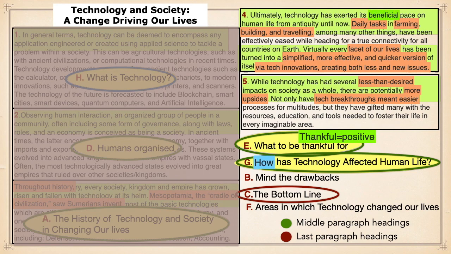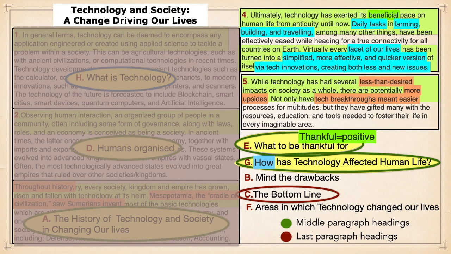Beneficial is positive. Daily task, farming and building and traveling mean how. Facet of our lives means how. Simplified, more effective and quicker version, text innovations, issues point to how as well. Let's go on with paragraph 5.